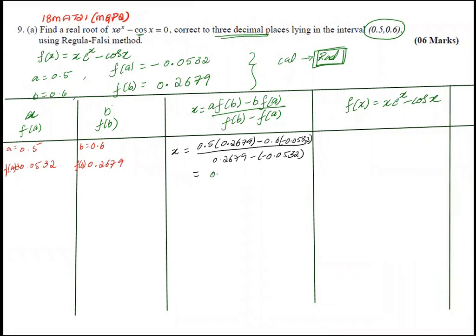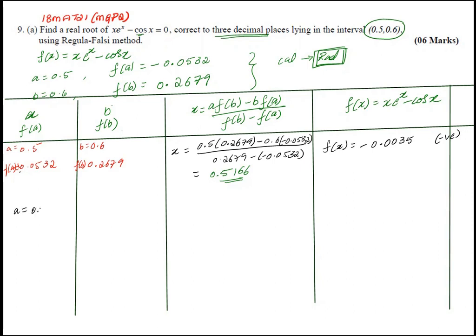The answer is 0.5166 I got. Next, calculate f of x. Substitute the x value, 0.5166, into e power x minus cos x: e power 0.5166 minus cos of 0.5166 radians, that is negative 0.0035. This value is negative, less than 0, so you should change the negative number, that is a.